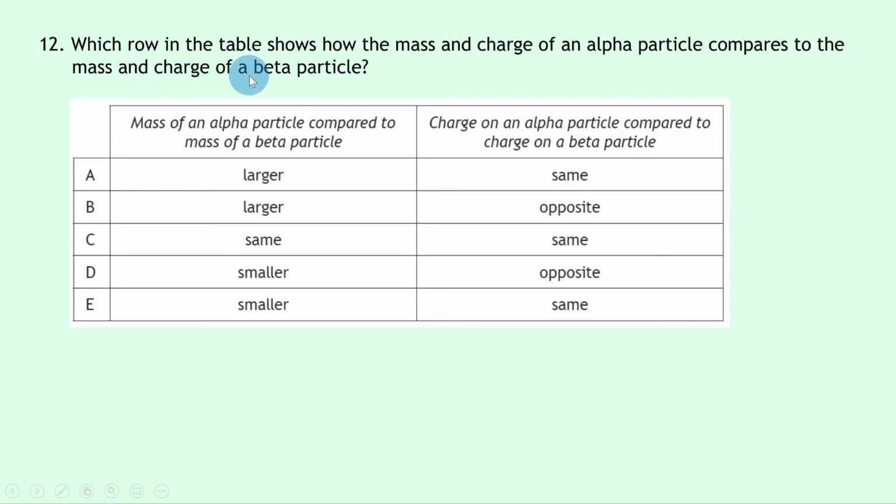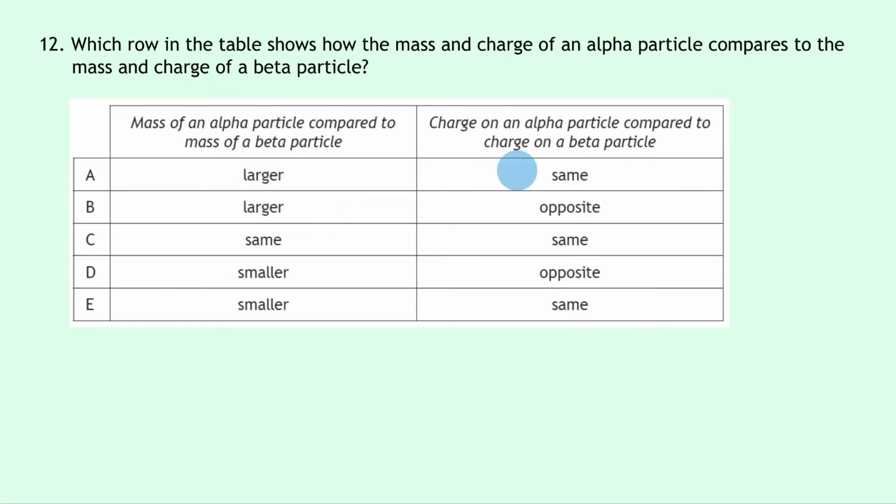Question 12 says, which row in the table shows how the mass and charge of an alpha particle compares to the mass and charge of a beta particle? Well, remember, an alpha particle has a larger mass than a beta particle, and in fact the alpha particle has the largest mass out of alpha, beta and gamma. So it's going to have a larger mass, so it's going to be A or B.